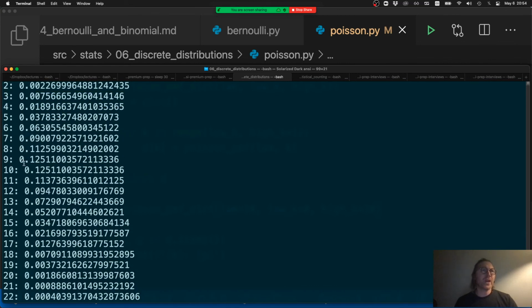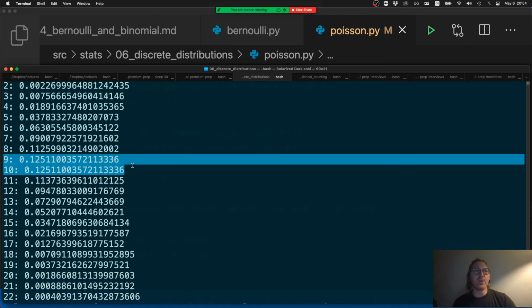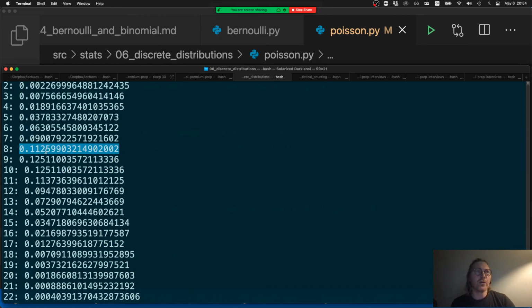So it shouldn't be too surprising that we have a peak probability at 10. I think one thing that might be surprising is that 9 and 10 both have the same probability. And that's a facet of the Poisson distribution that we can see in other instances as well.